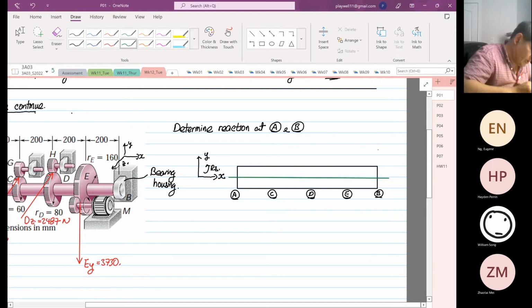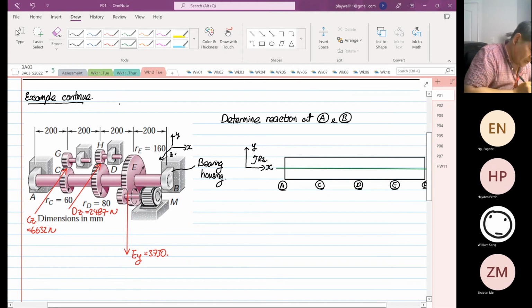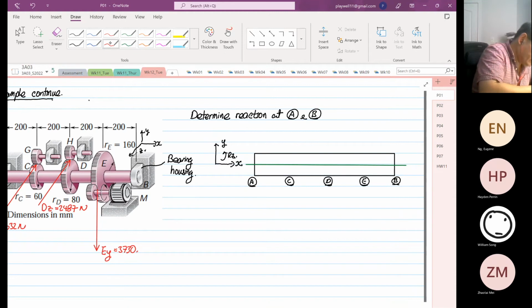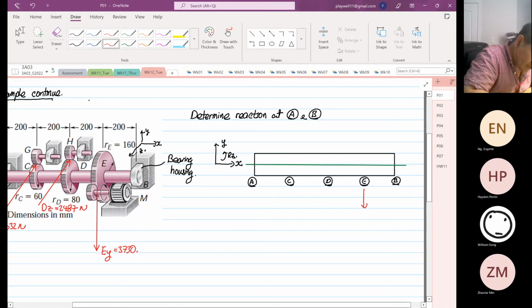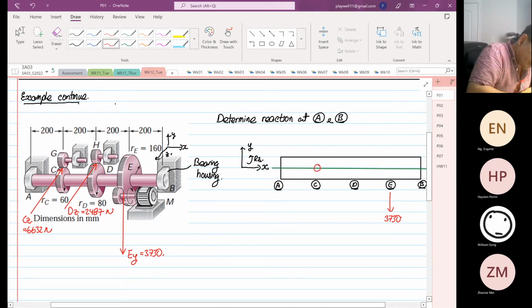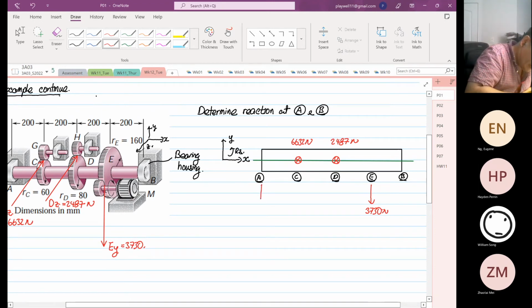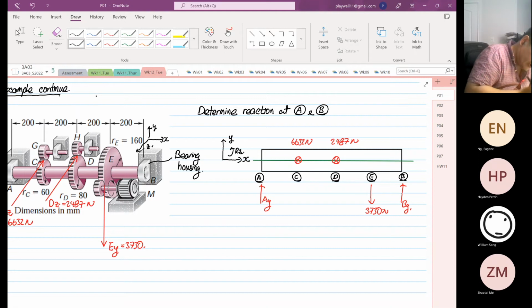Looking at the forces, at point E you have 3730 coming down. And at point C and point D, you have forces going into the shaft, into the paper. This one is 6632, and then you have another one at 2487 Newton. From here, we are going to calculate the reaction in the y direction at point A, which we call AY, and then BY. So we're going to apply static analysis.